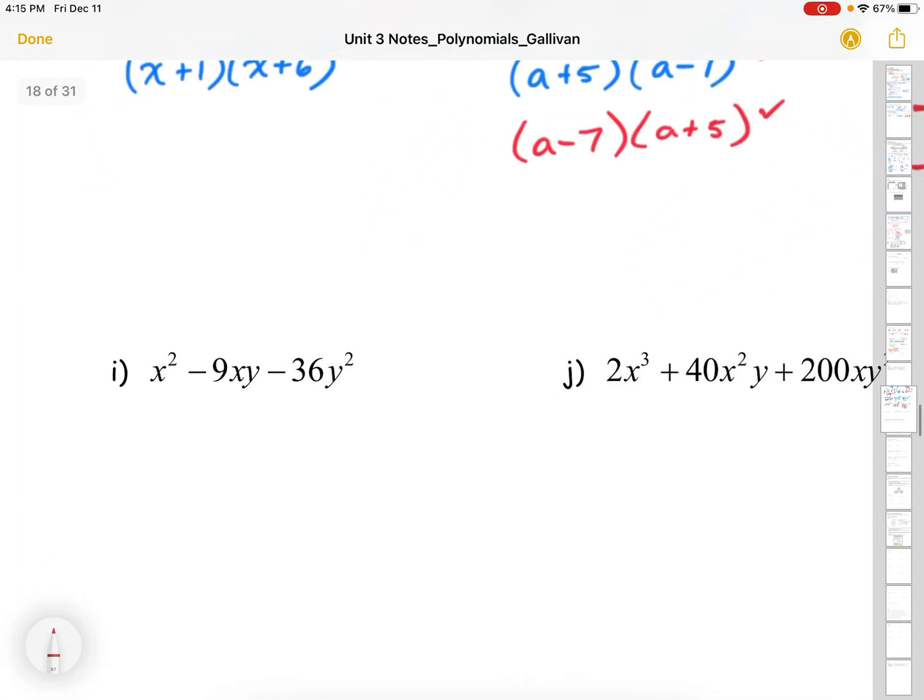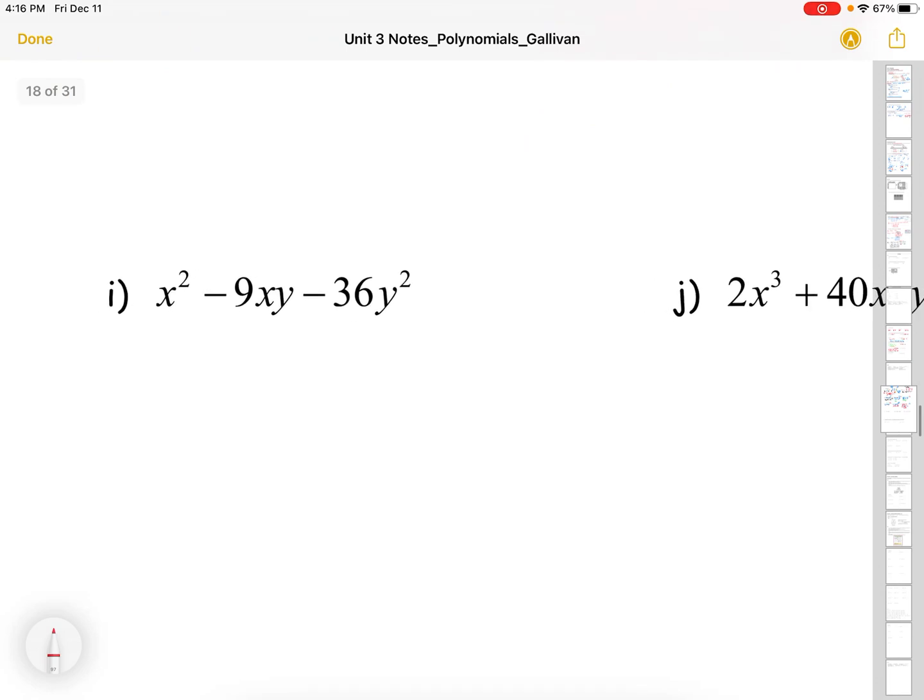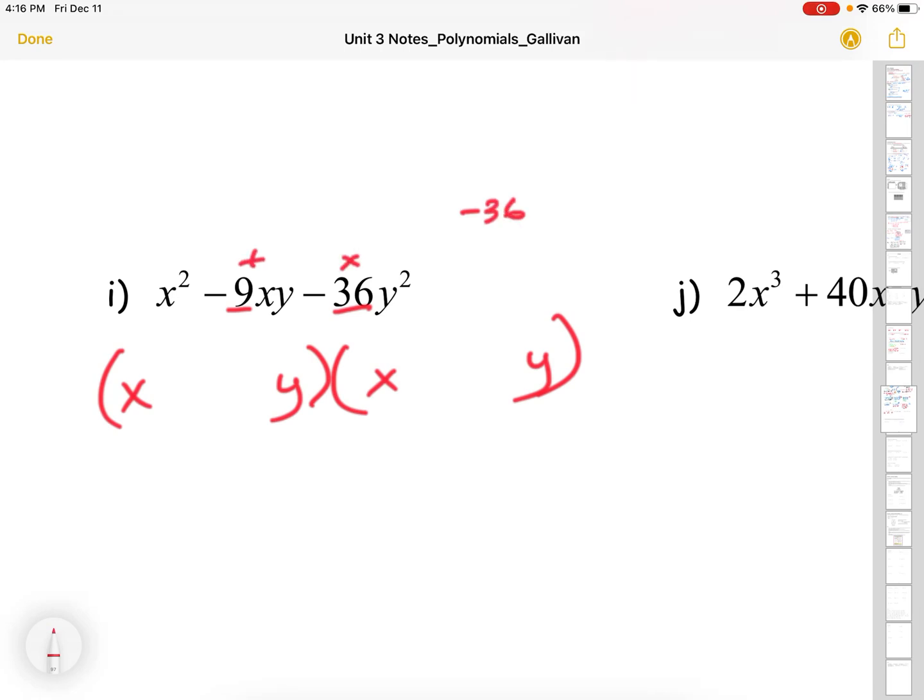All right, let's do a couple more. Alrighty. Hopefully you're getting the hang of it. Now, this one's interesting because we have the y squared. So we want to incorporate that into our factors. We're not going to let it upset us. We're still going to think about the numbers in the same way. It's just that this is going to have an x, and this is going to have a y. Okay? Now, we want two numbers that multiply to give me negative 36 and add up to negative 9.